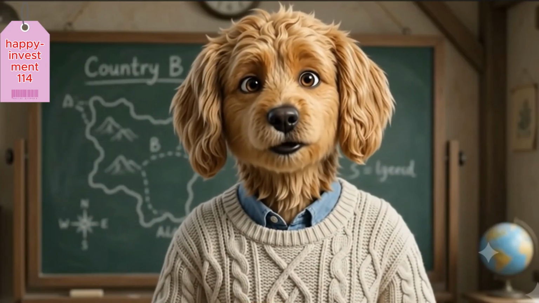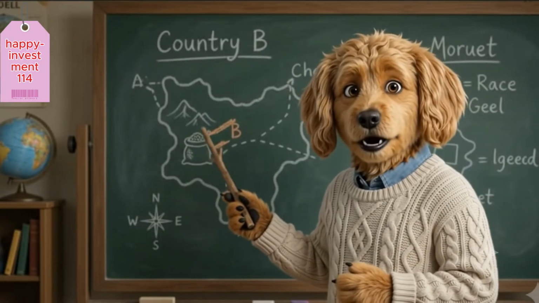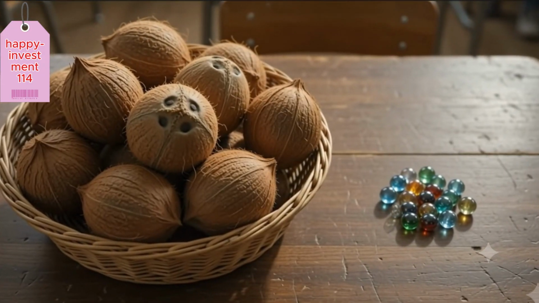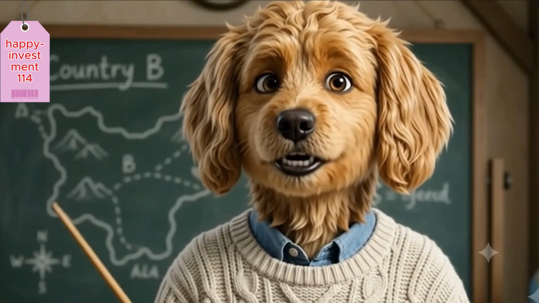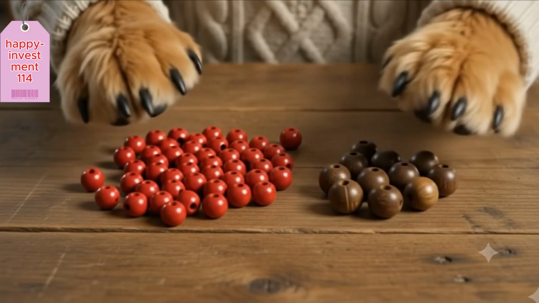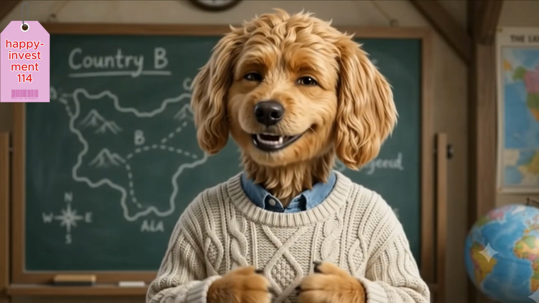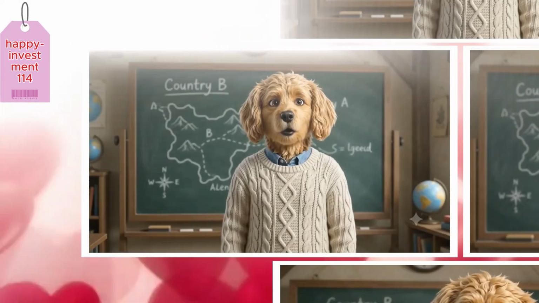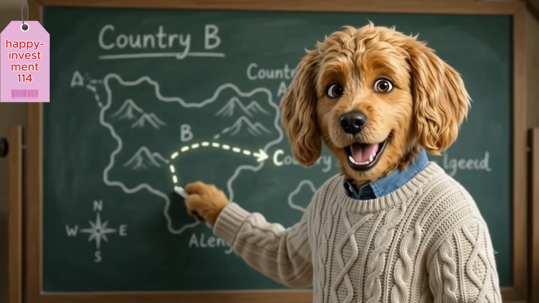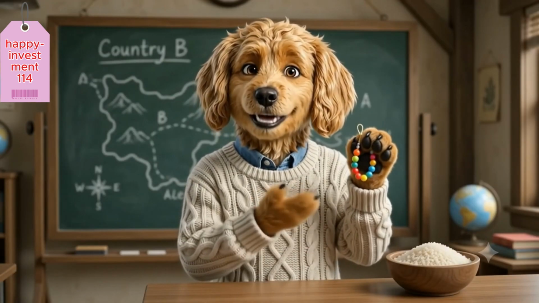In country B, rice is rare and expensive at 90 beads, while coconuts are common and cheap at 10 beads. Country B has a total budget of 100 beads. Rice price, 90 beads. Coconut price, 10 beads. By trading with country A, country B can now buy the same rice for only 10 beads. That is a great deal.